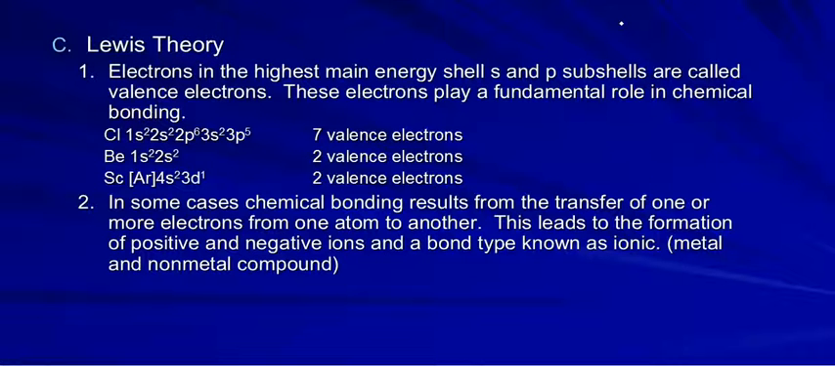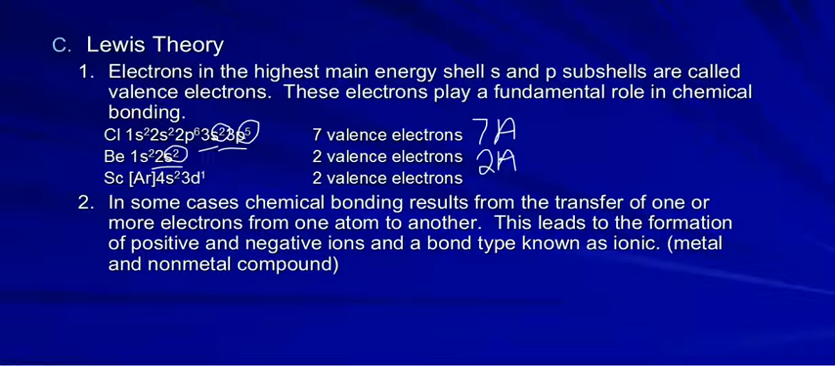For example, chlorine, highest main energy shell is n equals 3. There's a 3s and a 3p for a total of 7 valence electrons. Chlorine is in group 7A. Beryllium, valence shell is n equals 2, and there are 2 valence electrons for beryllium. Beryllium's in group 2A.